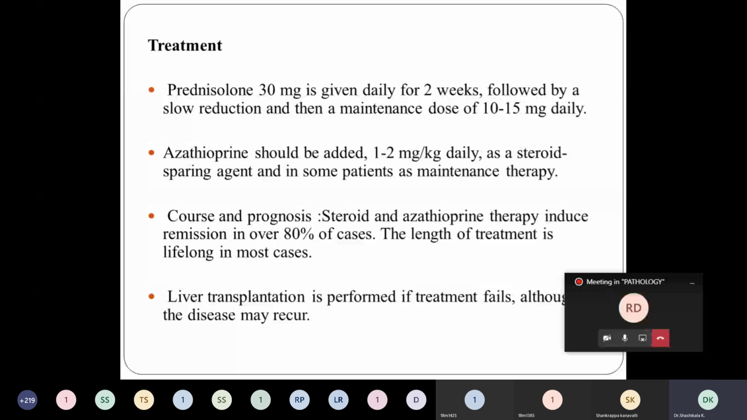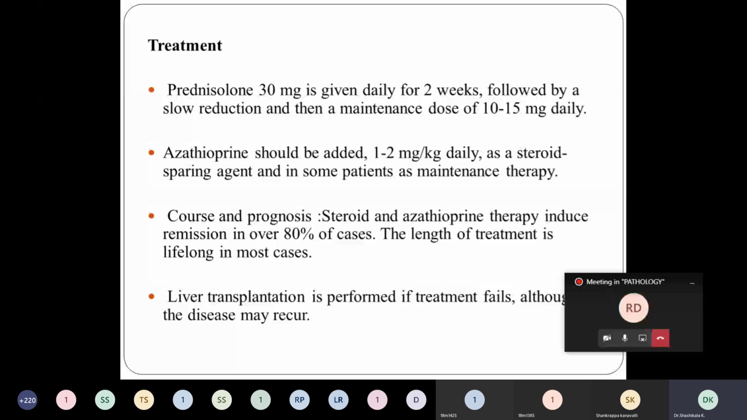So, what is the course and prognosis of this disease? Steroid and azathioprine therapy induce remission in over 80% of cases, and the treatment is lifelong in most cases. Liver transplantation is performed if the treatment fails, although the disease may recur.